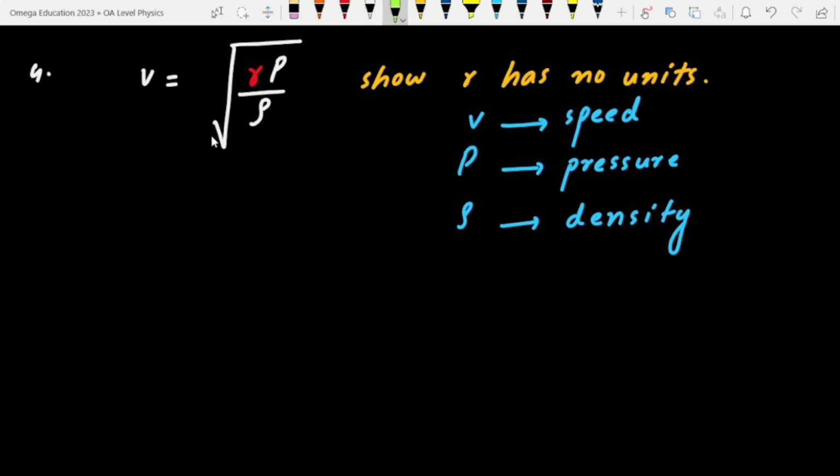What is the first step? You have to make gamma the subject. In order to make it the subject, you can take square on both sides, so you can get rid of the square root on the right side. You'll be left with v squared equals gamma p divided by rho. Now if you want to make gamma the subject, then gamma equals v squared times rho divided by p. p stands for pressure here, that is given in the question itself. In the next step, you have to insert the base units of all these physical quantities.